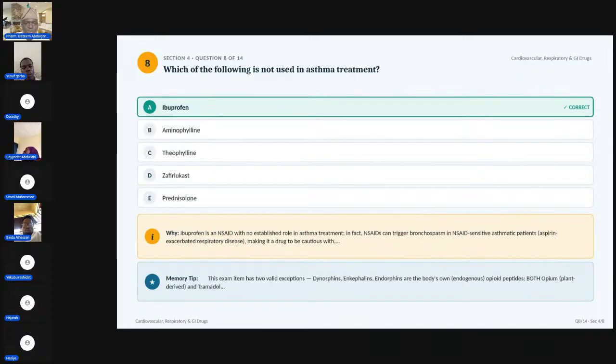Then the next one is: which of the following is not used in asthma treatment? Which of the following is not used in asthma treatment? I'm sure you know that they give aminophylline injection, right?